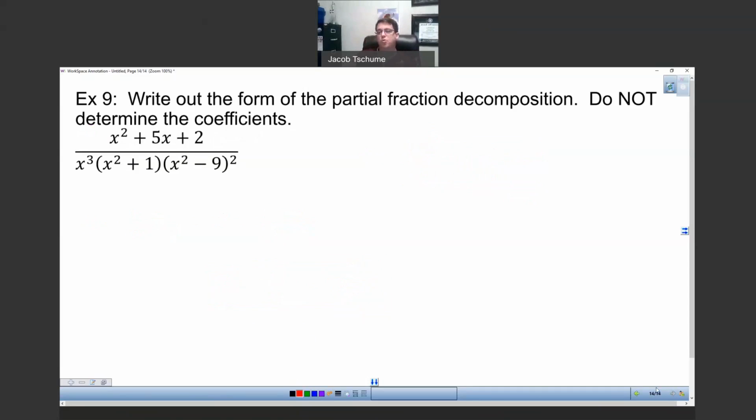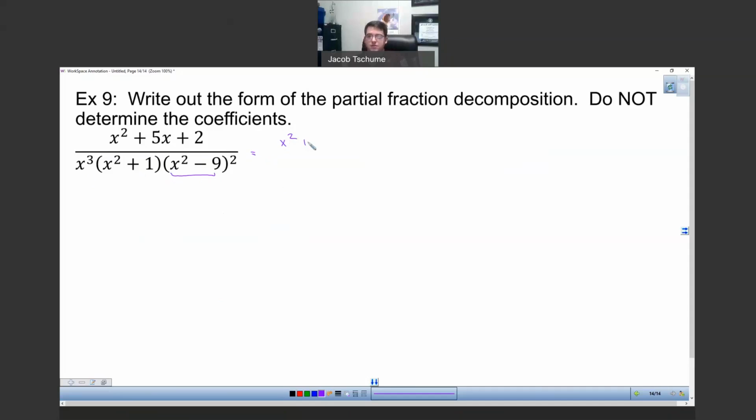All right, and then to show you one where long division is not involved, what about this one to wrap up this video? You've got x squared plus 5x plus 2 over x cubed times x squared plus 1 times x squared minus 9, all squared. Now, this one looks like it's in the most factored form, but it's actually not. Yes, x cubed is factored. Yes, x squared plus 1 is an irreducible quadratic, but technically, x squared minus 9 is a difference of squares, so we would have to break this down a little bit further.